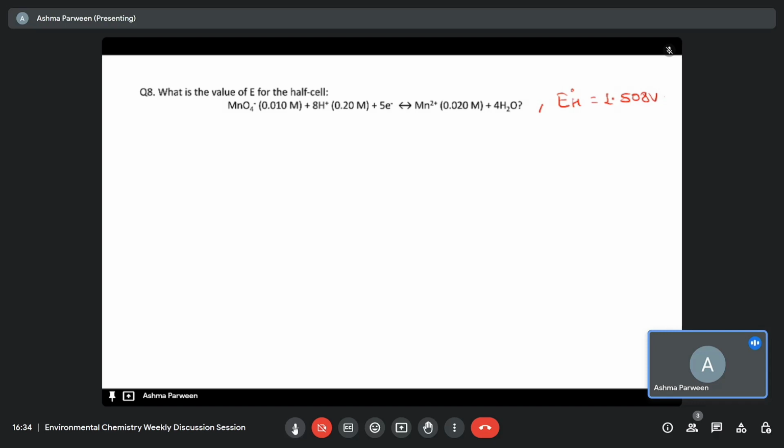So this question is based on Nernst equation. So let me provide you what is Nernst equation. It is EH equals to EH naught minus RT by NF ln Q. So this is the Nernst equation.